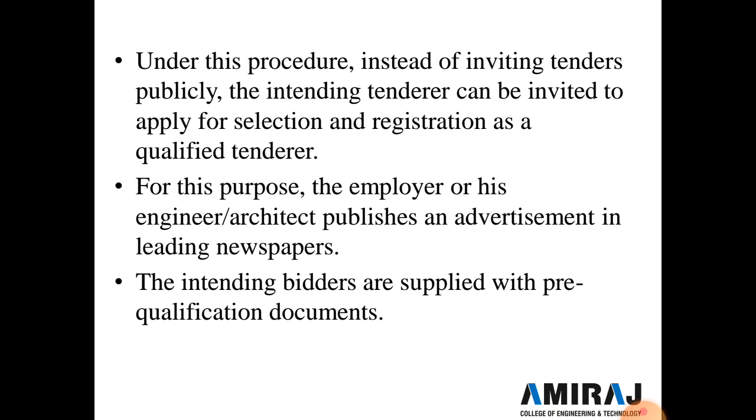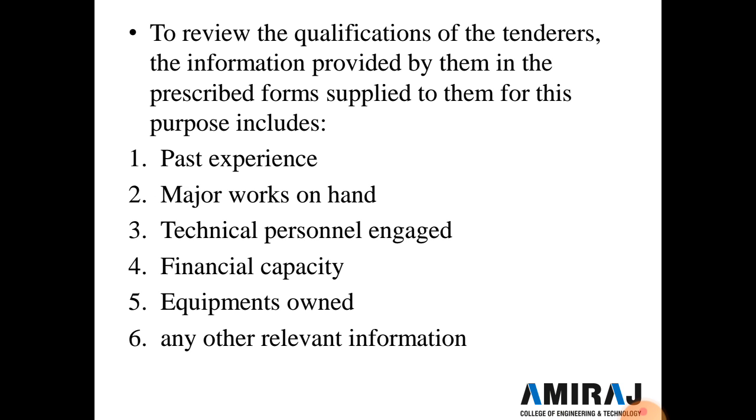For this purpose, the employer or his engineer or architect publishes an advertisement in a leading newspaper, and the intending bidders are supplied with the pre-qualification document. To review the qualification of the tenderer, the information provided by them in the prescribed form supplied to them includes past experience, major work on hand, technical personnel engaged, financial capacity, equipment on hand, and any other relevant information.